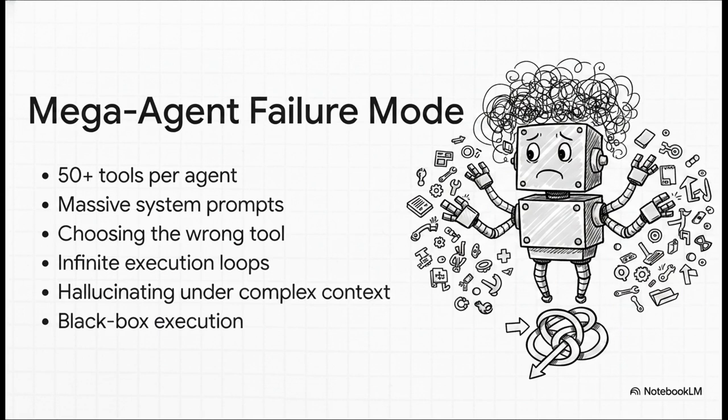In his book, Patterns for Building AI Agents, Sam Bhagwat points out a classic anti-pattern. Developers take a single model and they just stuff a massive system prompt with like 50 different tools. The problem? The likelihood of your agent completely failing and picking the wrong tool goes up exponentially with the number of tools you give it. It gets confused, it hallucinates, it gets stuck in these infinite execution loops, and honestly, the worst part, it acts as a black box that is practically impossible to debug.